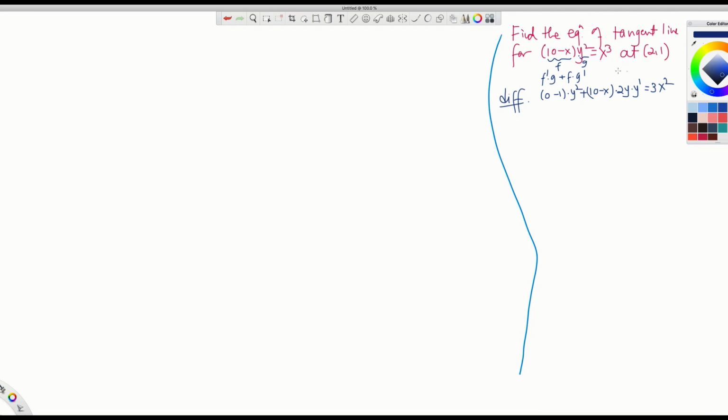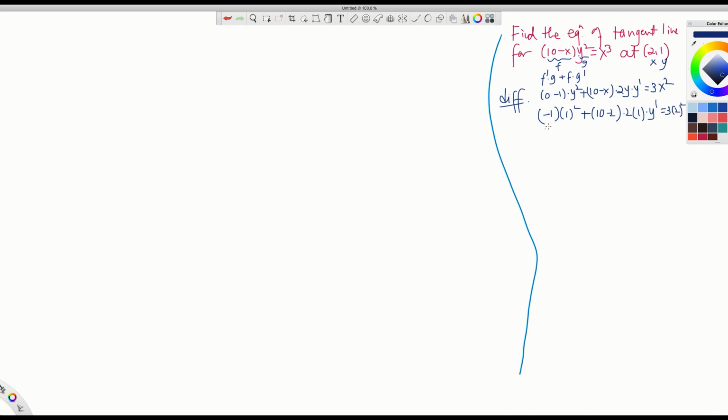So at (2, 1), we will plug in 2, 1 later, or you can plug in right now too, because you are finding the equation of the tangent line. So what you do here is plug in x is 2 and y is 1. So 0 minus 1 is negative 1, times 1 squared, plus 10 minus 2, because x is 2, y is 1, times 2, 1. And then y prime equals 3 times 2 squared.